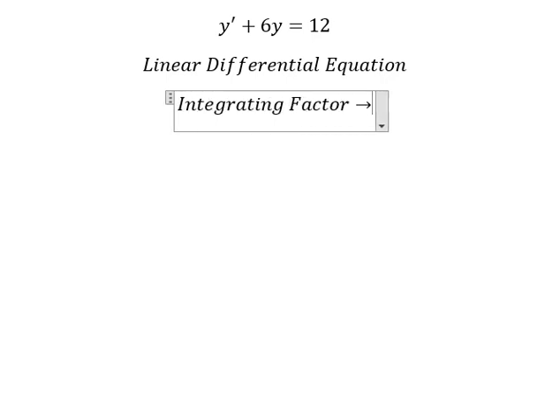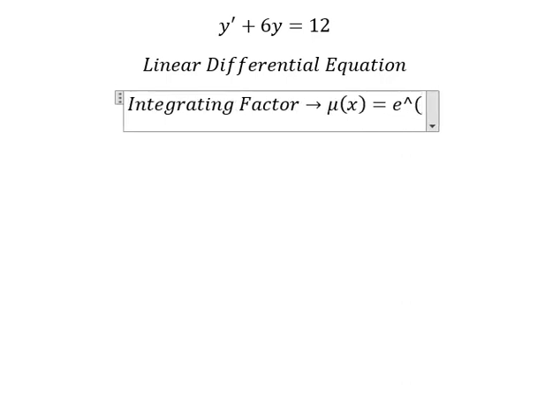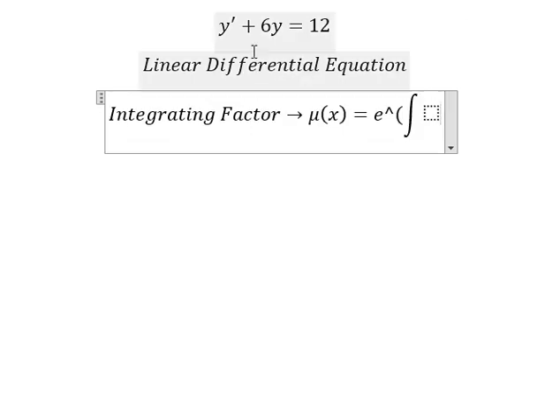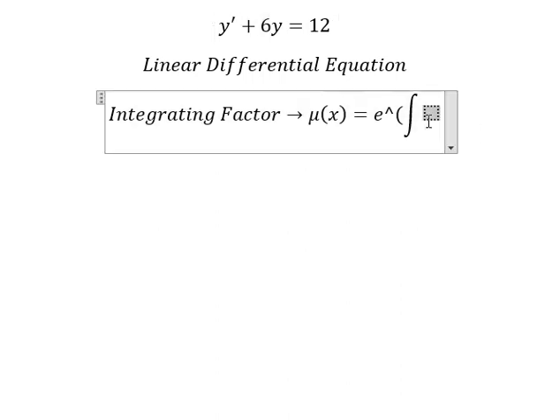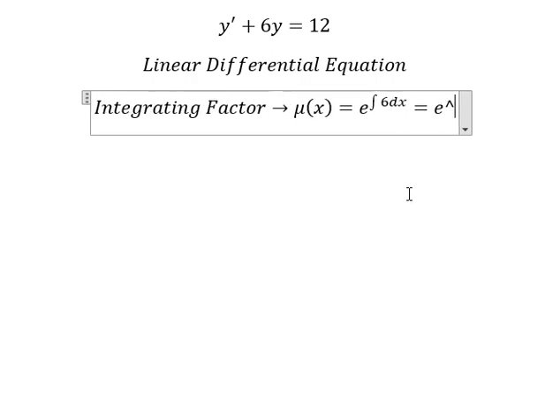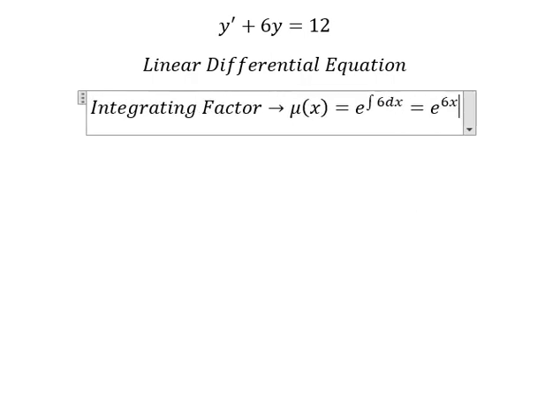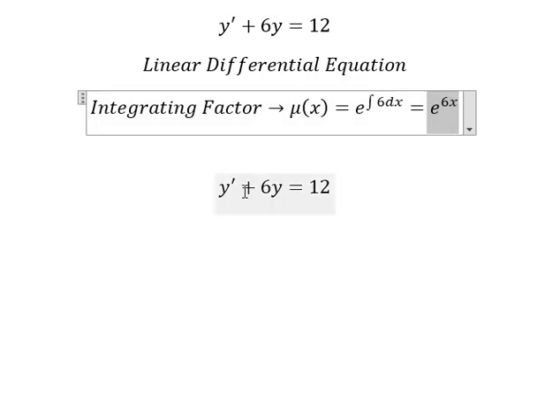So we need to find mu of s, which equals e to the power of the integration. So we see that the positive number 6 next to y is for the integrating factor. And this one we have 6s. That means we multiply both sides by this one.